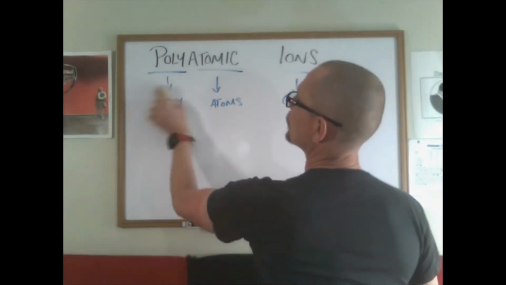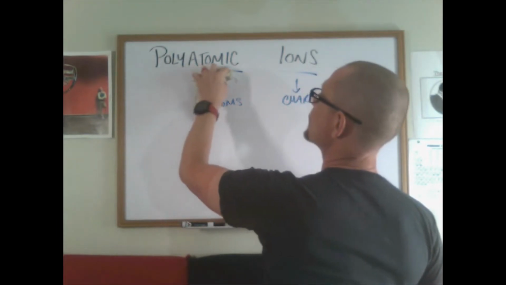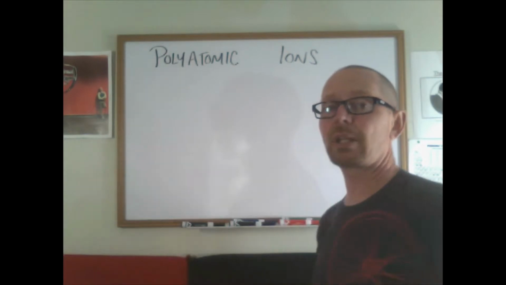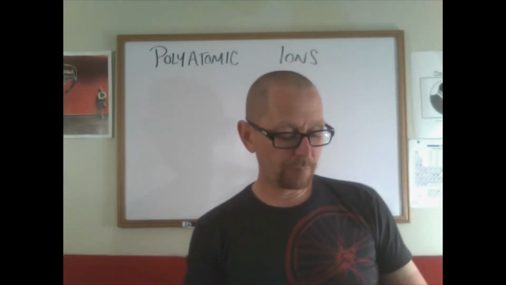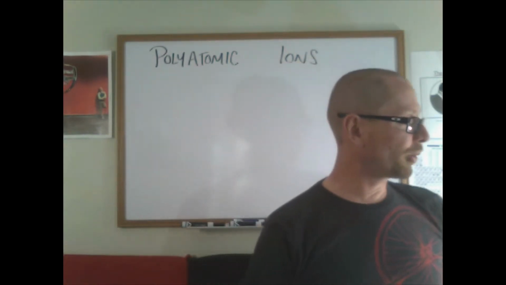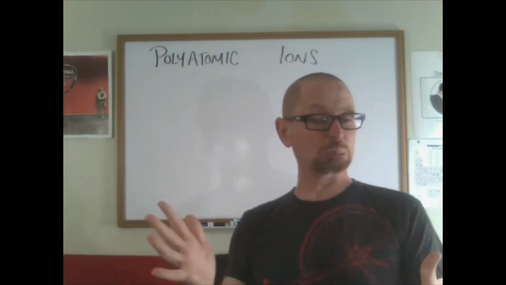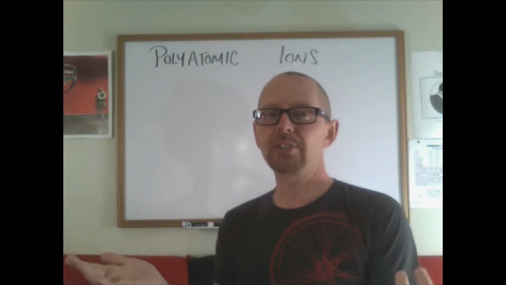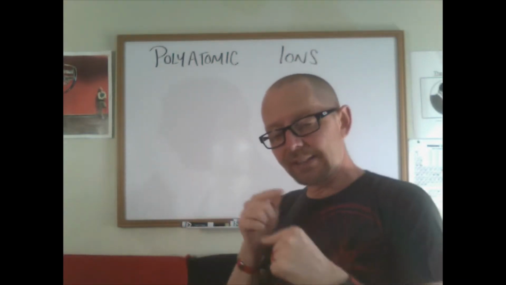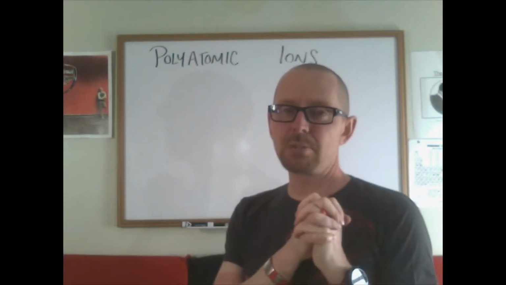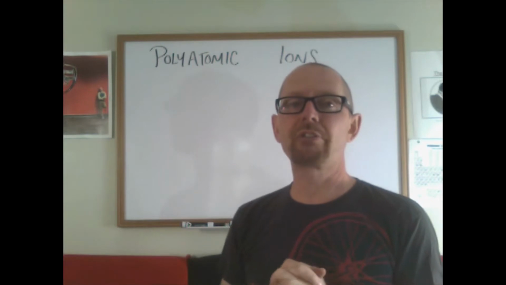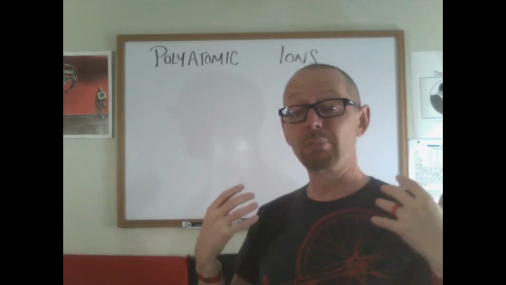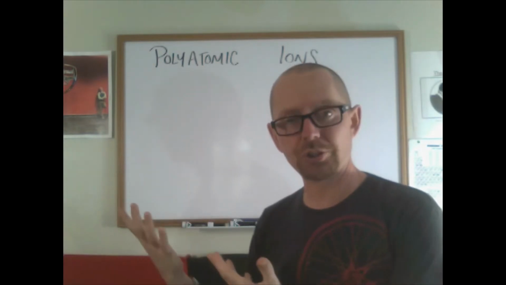Most polyatomic ions are made up of a central or theme atom. I understand that's not super specific. But then that central theme atom is combined with normally just a small number of different atoms, predominantly oxygen.